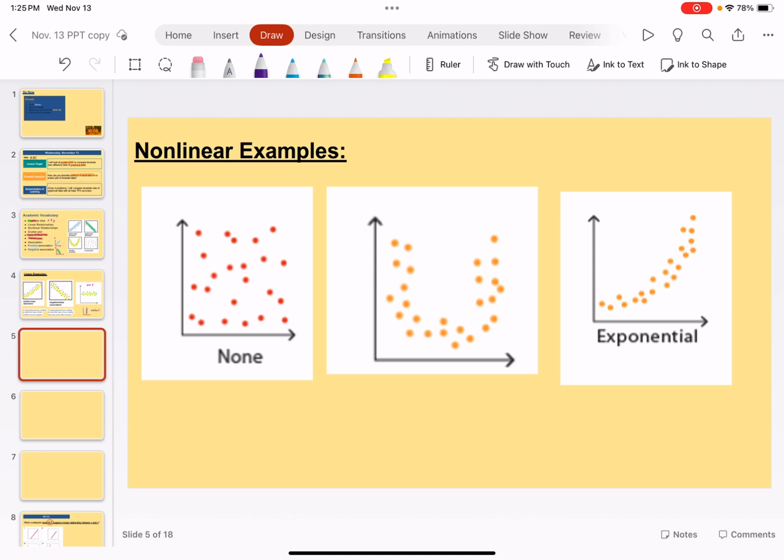Okay, so these are examples of nonlinear relationships. Remember, no association is considered a type of nonlinear association. So over here, we have what looks like a U. And then for this one, we have what looks like half a U, right? Maybe the right side of a U. And that's for exponential relationships.